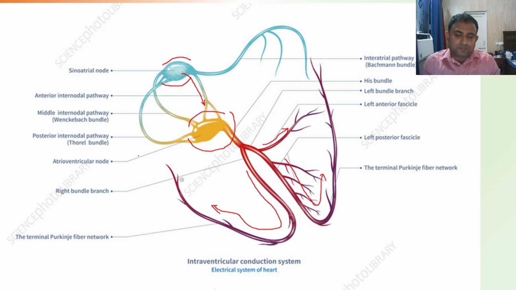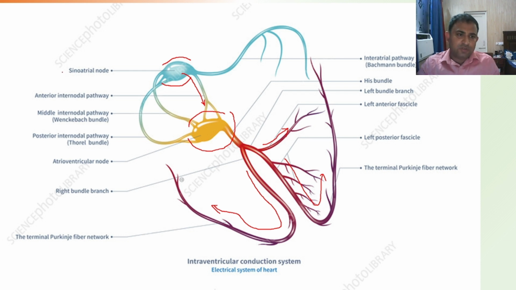Now the heart was built in such a way that if the first generator, the first automaticity of the heart, is the sinoatrial node, there are various other places where the automaticity is higher than the surrounding tissues, so it takes over. In case the SA node fails, the AV node can take over. If the AV node fails, then there can be suprahisian rhythms which can take over, right?